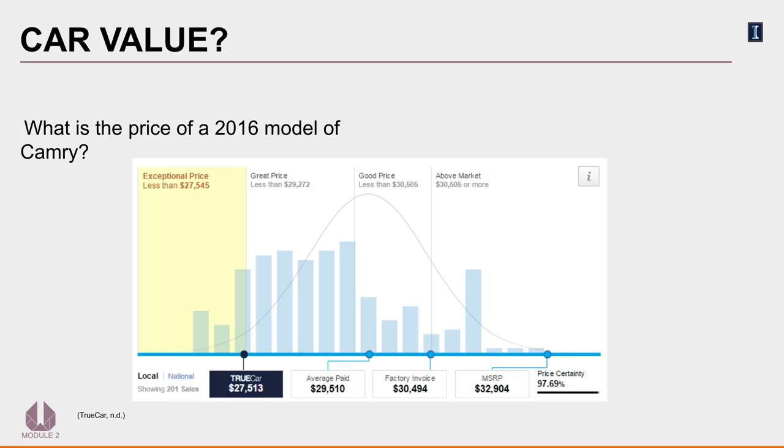The mean of the curve appears to be at the factory invoice of $30,494. Looking at this, most people are paying less than this value. Maybe this is to make sure that everyone leaves the lot happy about the bargain they received. But the actual sold price data shows the average selling price to be around $29,000. Furthermore, you see the use of the empirical rule, without being mentioned, of course, to create the categories of good price, great price, above market, exceptional value.